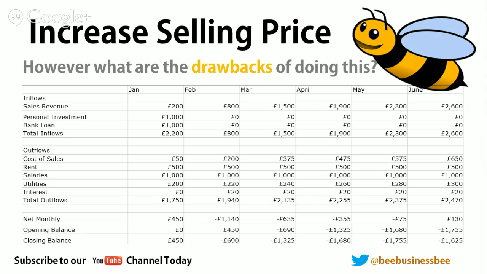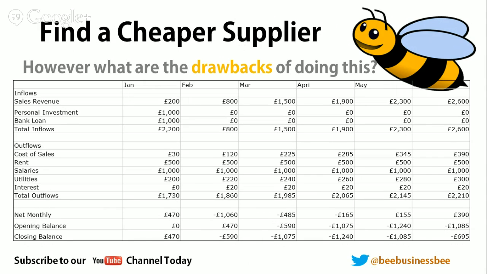We've tried to increase our revenue there, so getting more revenue. Let's do the other option. Let's try and reduce our costs. So let's find a cheaper supplier. So here we go. We've got a cheaper supplier. As you can see now, things are getting more positive in this case here. We're now getting 2 months of positivity, and our debts are coming down each month here.